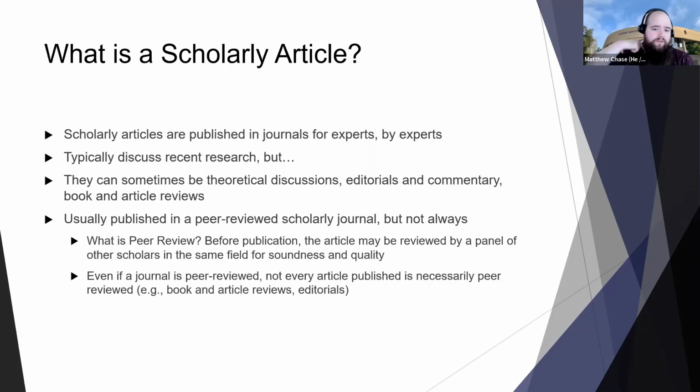So scholarly articles are usually published in a peer-reviewed scholarly journal, but not always. And you might be asking yourself, what is peer review? You might have seen it before, but you actually may not know necessarily what is peer review. Essentially what that means is that before publication, the article may be reviewed by a panel of other scholars in the same field, often within the same topic. They might be experts of the topic that the article is addressing.